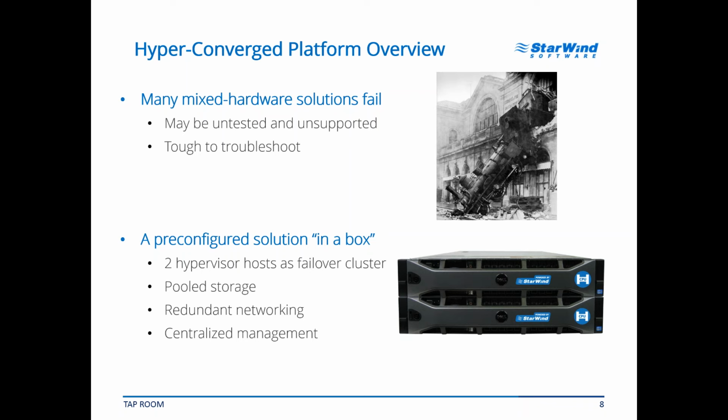It comes with a minimum of 2 servers for a highly available environment. It already has redundant networking between the servers. It already has storage configured. It already has everything set up. And moreover, StarWind is the single point of contact for any issues you may have with this appliance, as well as any questions and configuration assistance. So you don't need to go to multiple vendors.